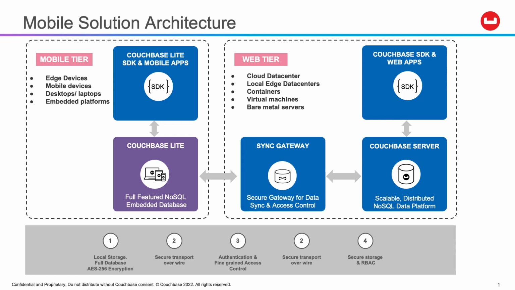On the right hand side of the screen, you see a web tier, and on the left hand, you see a mobile tier. The web tier comprises of a web app, which is basically a business application which is creating and ingesting data into Couchbase server using one of our SDKs. Then we have the Couchbase server, which is our NoSQL database, and then we have Sync Gateway.